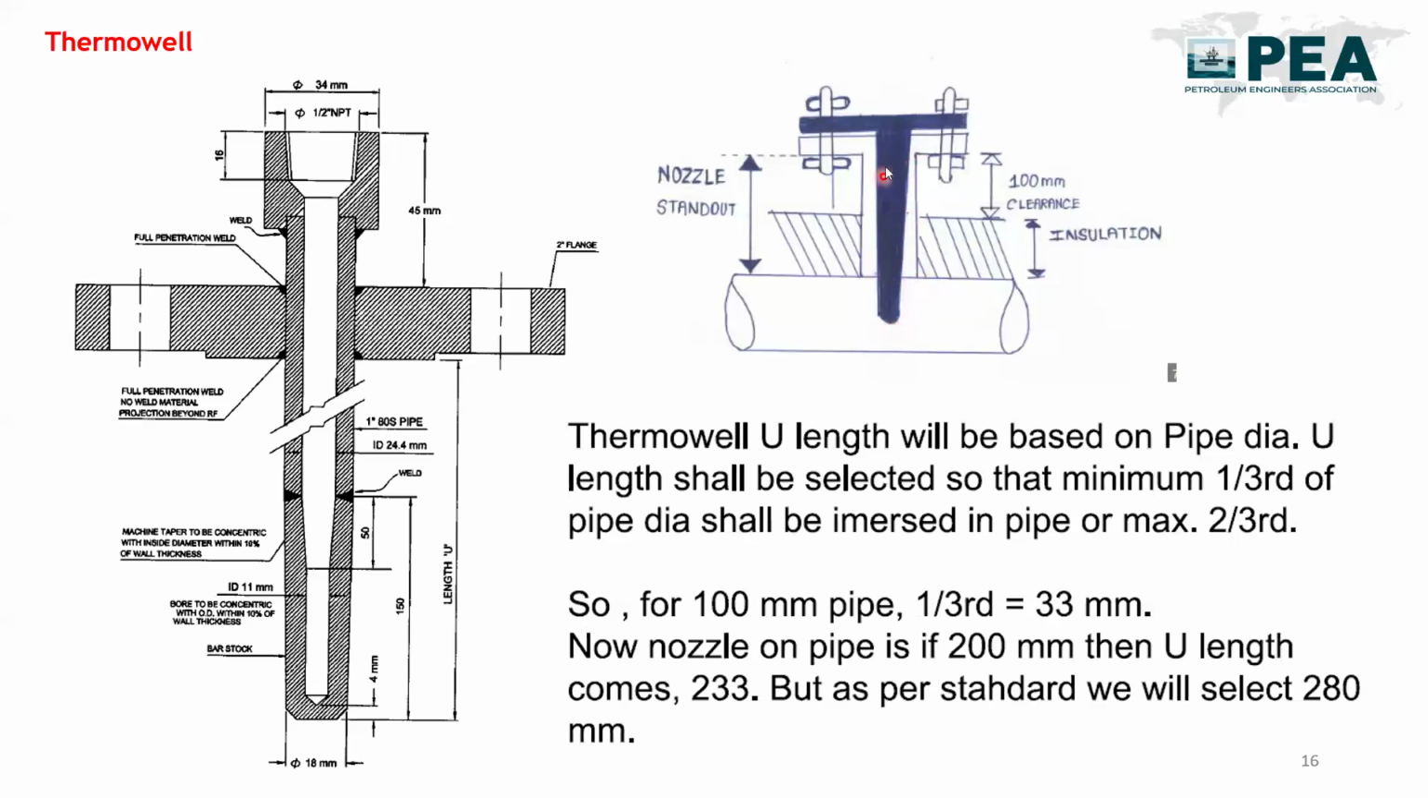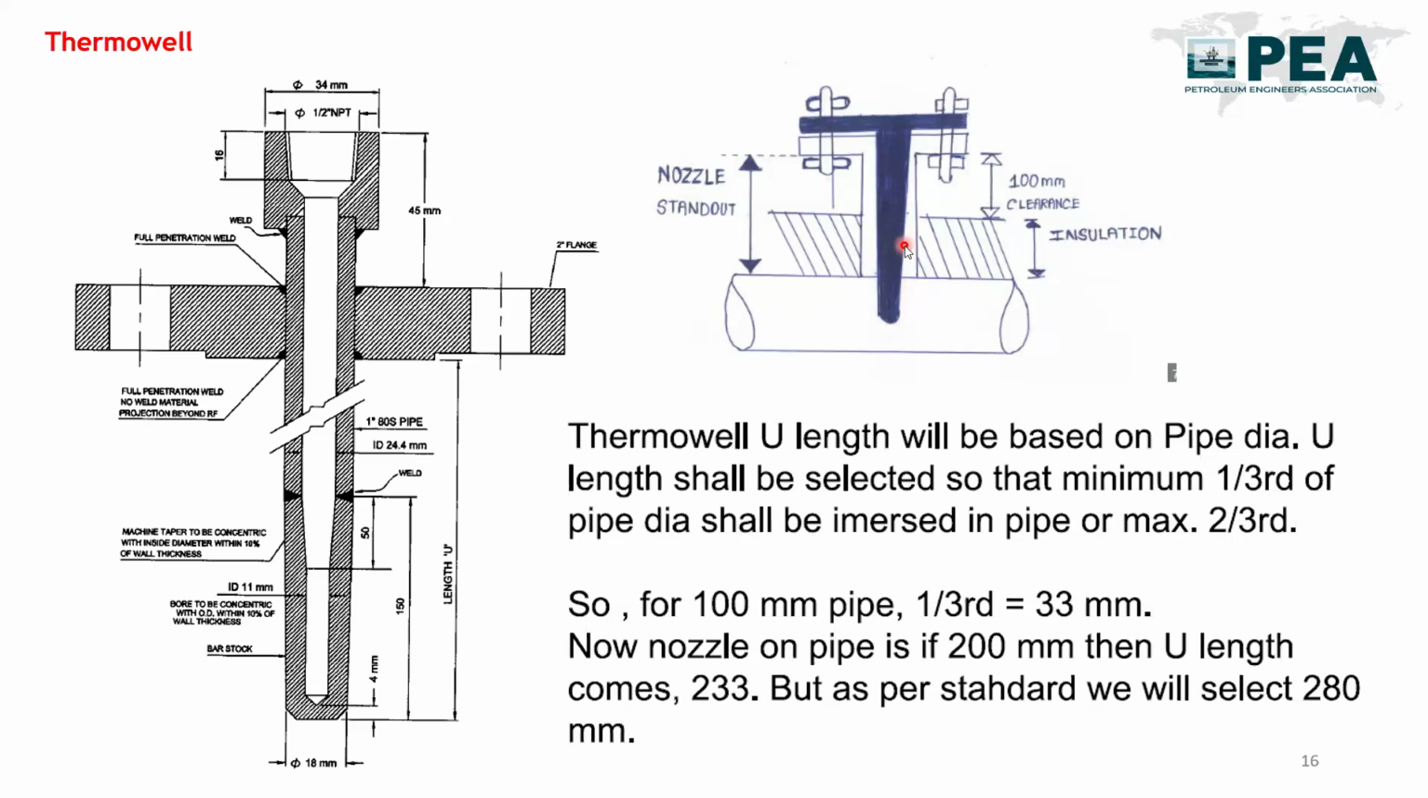So in this way, we will decide the thermowell U length, keeping in mind one third minimum immersion and two thirds maximum immersion, plus the nozzle length. That will be the U length of the thermowell. So please don't get confused when anybody asks you about the thermowell U length.